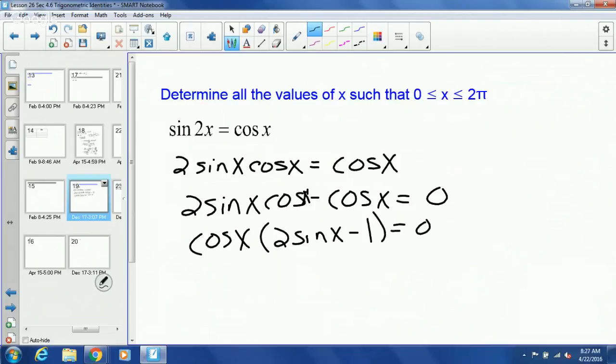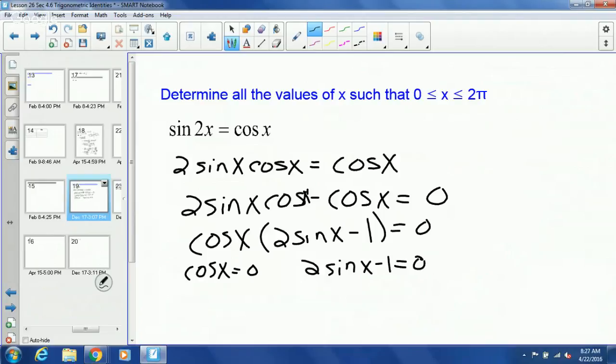Now what do I do? Set both of those factors equal to what? So that's going to give me cosine of x equals 0, and this gives me 2 sine of x minus 1 equals 0. Now, this is what you have done 1,000 times.